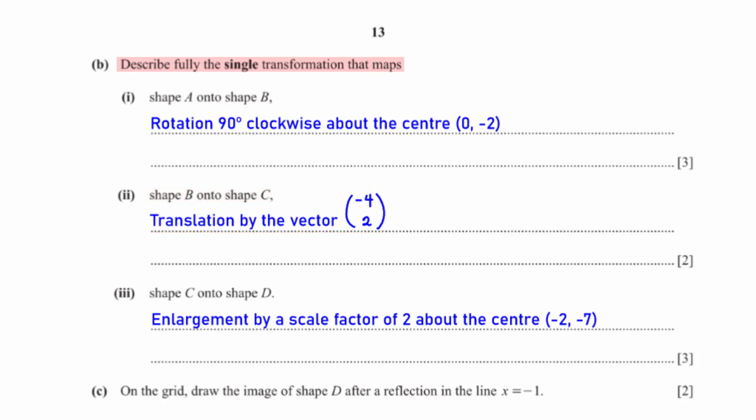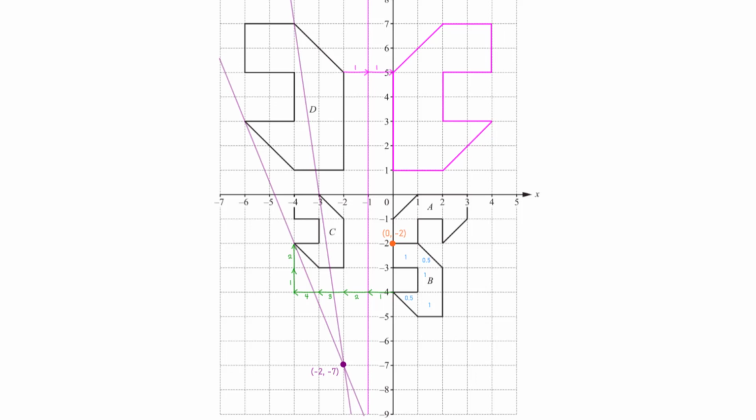Describe fully the single transformation that maps shape C onto shape D. When we look at shape C and D, we can tell straight away that this is an enlargement by a scale factor of 2 because each of the sides of the image, which is shape D, is twice its corresponding side in shape C. We have a positive scale factor because shape C and D have the same orientation.